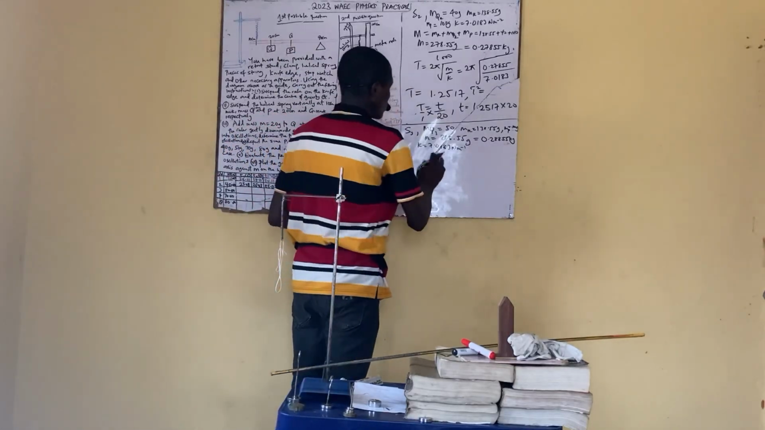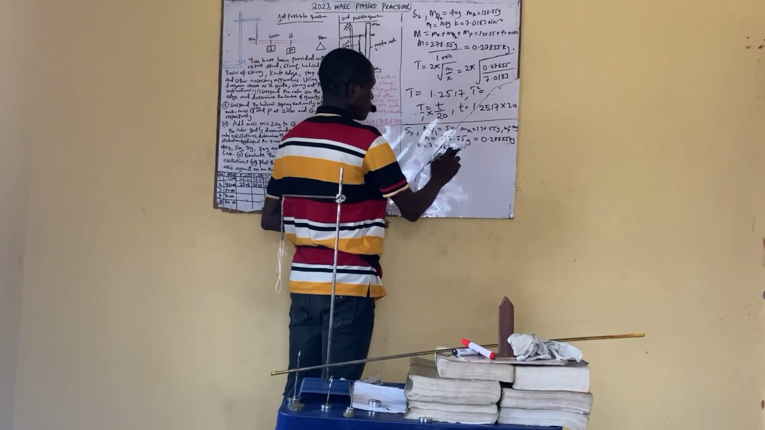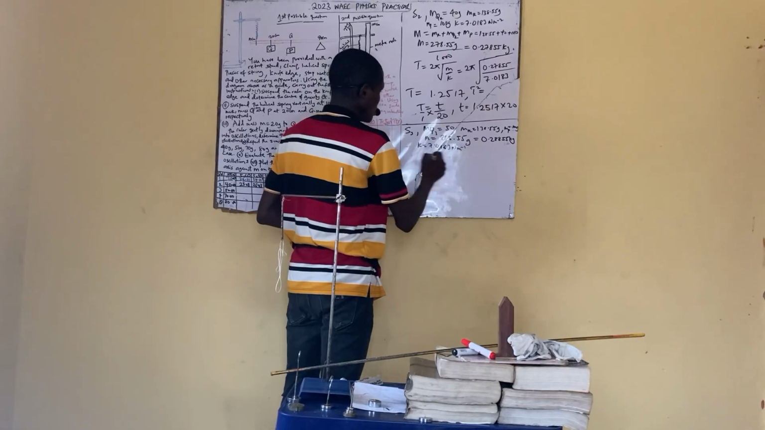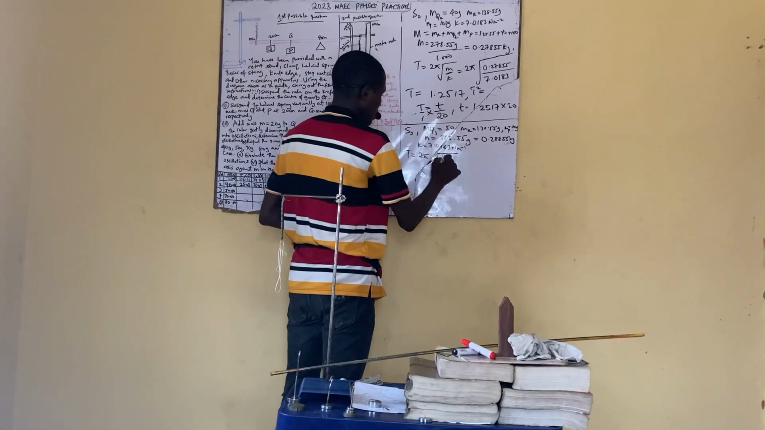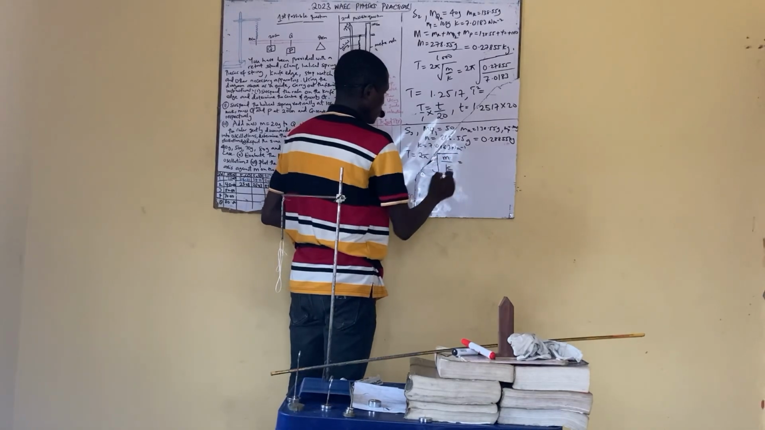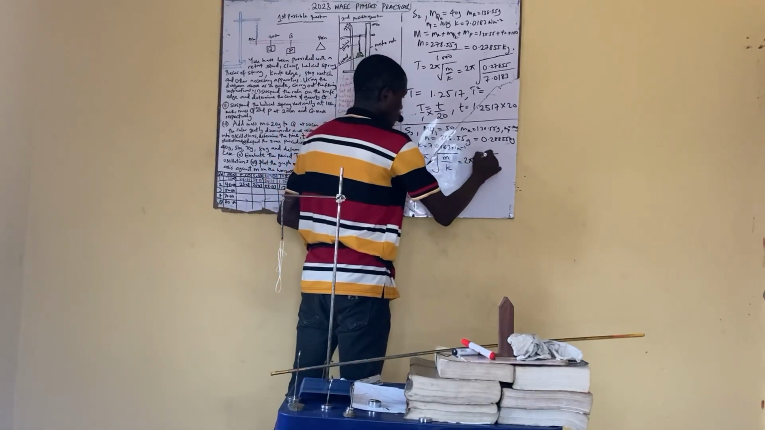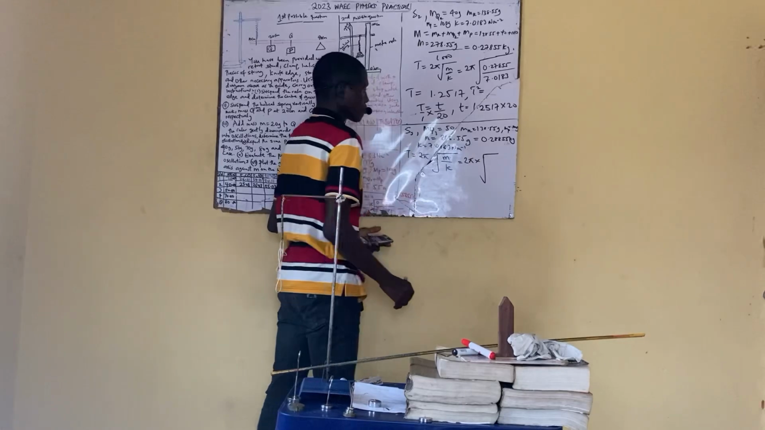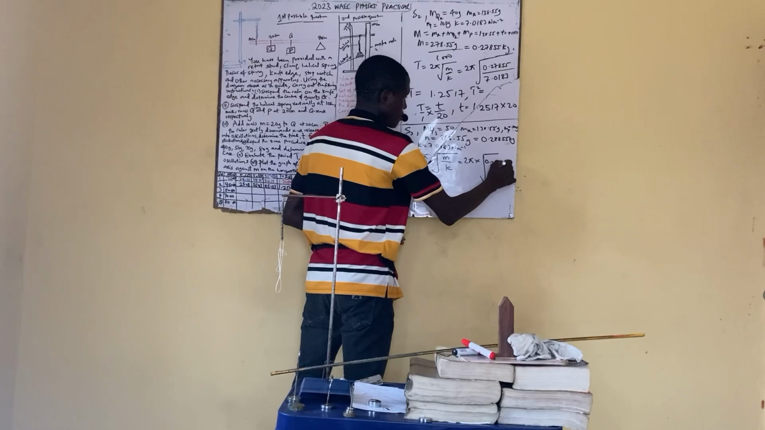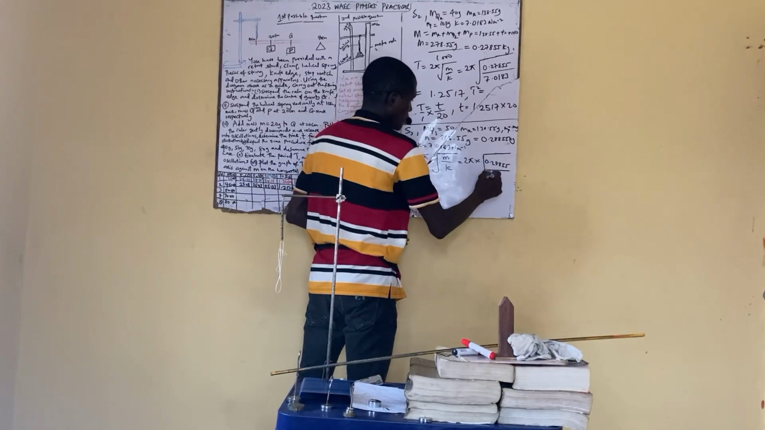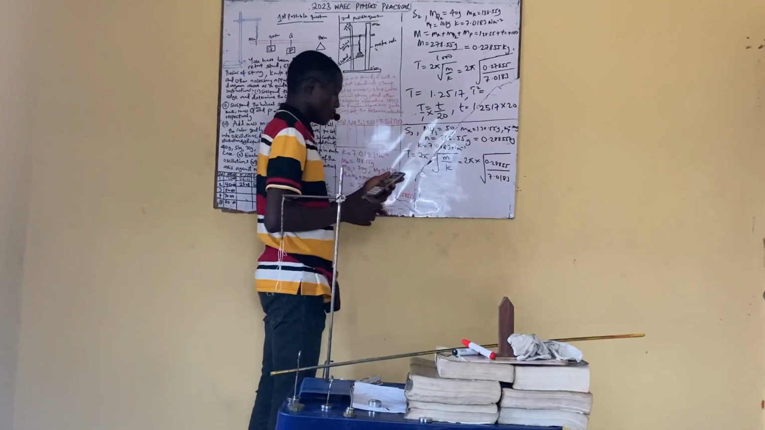So K is equal to 7.0183 Newton per meter. Then you can now say T is equal to 2 pi root M over K, which is equal to 2 pi times root what? What is your M? Your M is 0.28855 divided by 7.0183. So the same thing you have to do here.